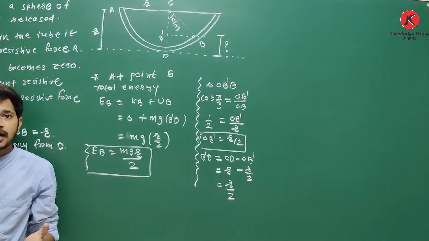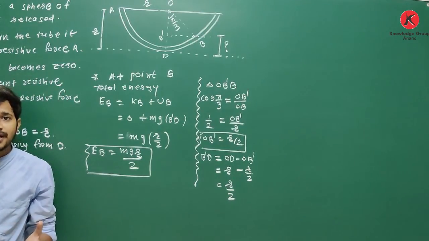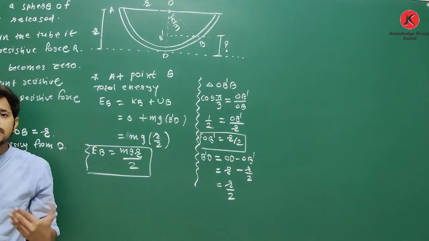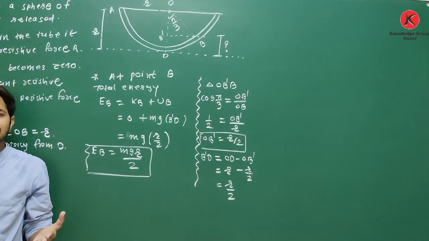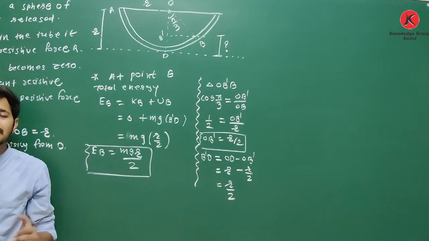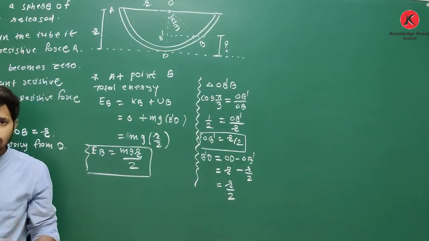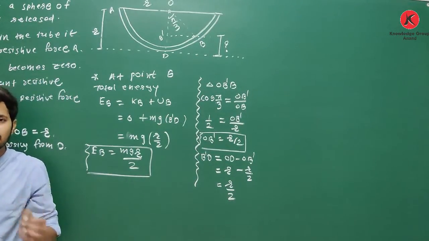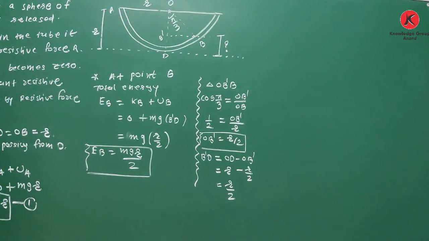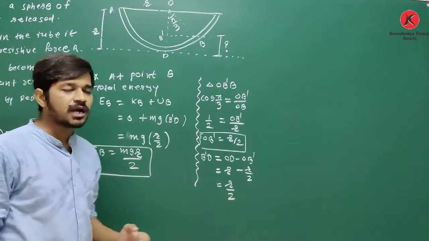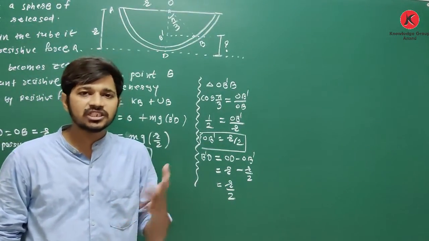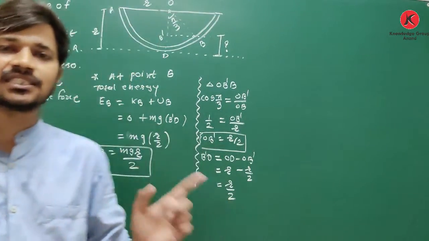Then where is the other half of the energy? It is used against the resistive force as work done. Do you understand this step? At point A total energy is mgR. At point B total energy is mgR by 2, totally half. Then where is the remaining energy? That remaining energy is used as work done against the resistive force.